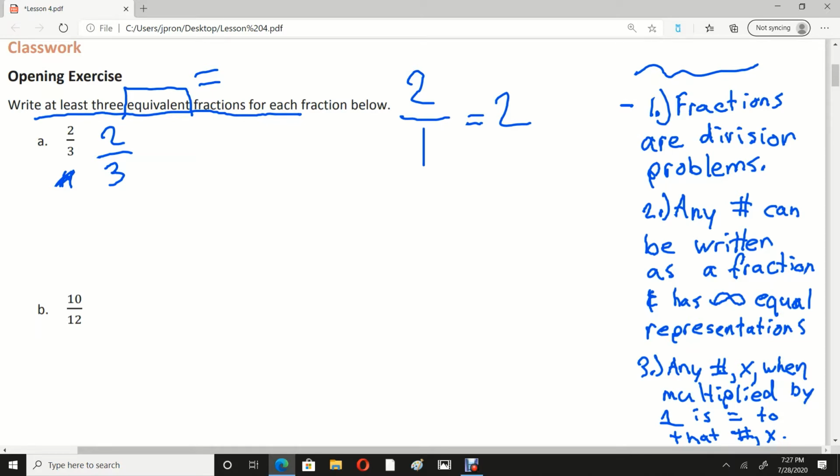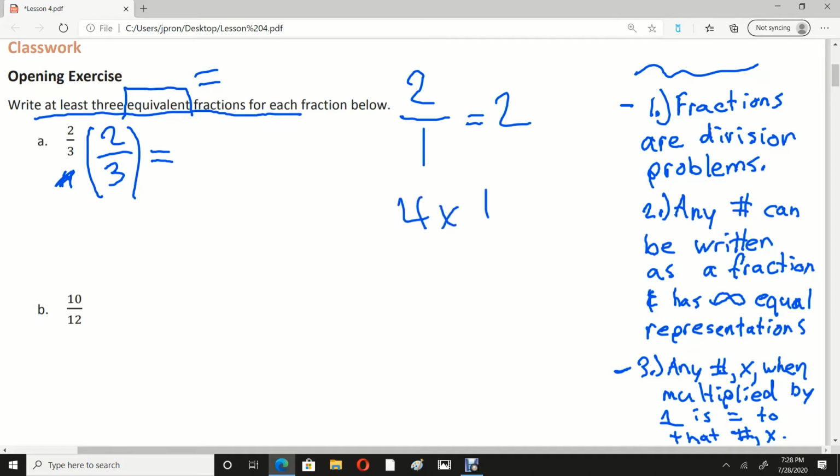All right, so that's what we're trying to get to right here now. We want to take this number right here, which is a fraction, it's a number, and find some equal representations of 2/3. All right, so how are we going to do that? Well, let's go to the third key idea right here. So any number, x, for example, any number, that could be a fraction, a decimal, any number, when you multiply it by 1 is equal to that number. And you've learned this before. Any number times 1 is just that number.